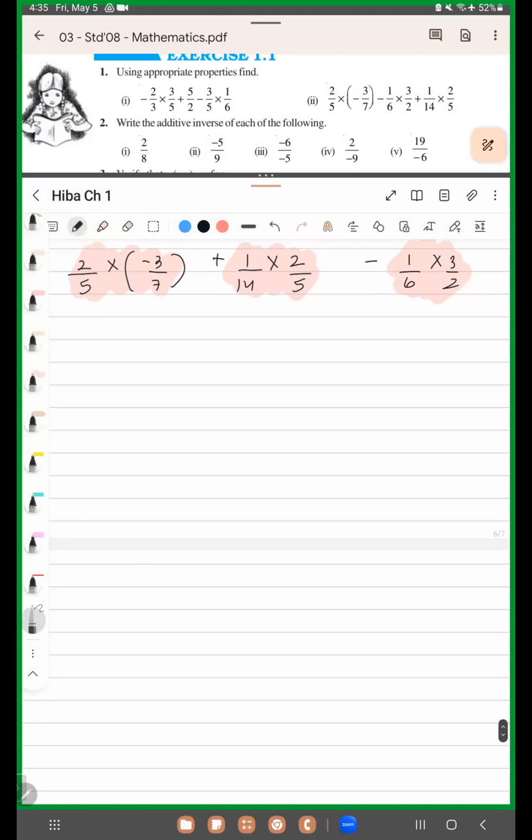Now let's take 2 by 5 common. 2 by 5 multiplied by. Now what do we have remaining in the first one? Minus 3 by 7 plus 1 by 14. Yeah, sorry, 1 by 14. Okay. Then what's the one that's remaining in the end? 1 by 6 multiplied by 3 by 2.